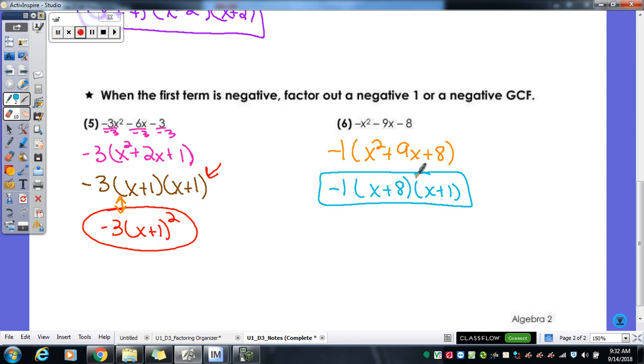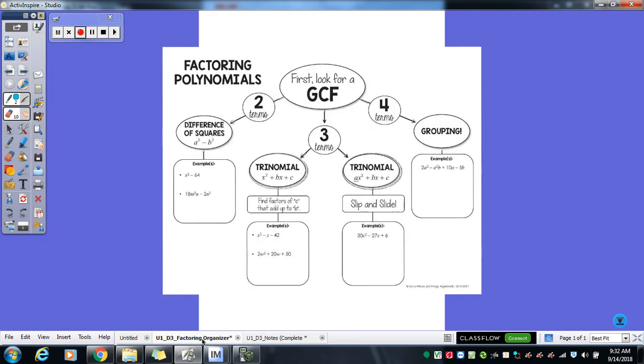I do want to look at quickly before we get to our classwork the little organizer I put in there for you. I believe it comes after this page in notes. It should be on a yellow page. So as I've mentioned before, I am a huge fan of pictures. I like pictures. I'm a visual learner, always have been. So as I mentioned, always looking first for GCF. That's right up there in the first circle.